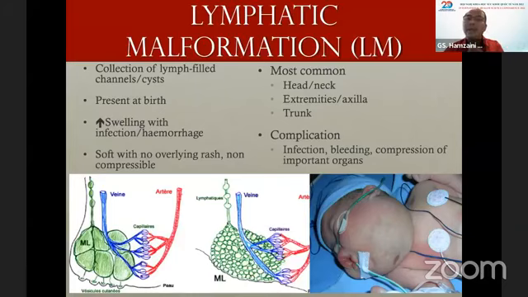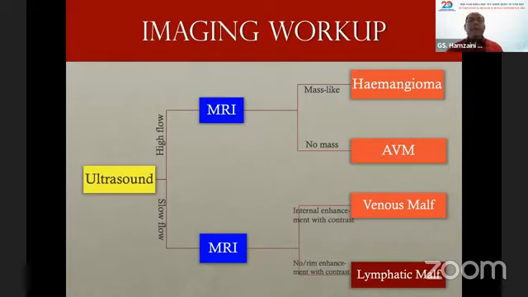The complications are infection, bleeding, and also compression of other important organs. If it is surrounding the airway, it may cause some compression of the airway. For imaging workup, if you put color Doppler and ultrasound and you see a cystic lesion, then most likely this is lymphatic malformation. I usually do MRI to look at the extension, although I know on ultrasound this is lymphatic malformation. But if it occurs in the neck, I want to know whether the airway is compromised or not, because I want to plan my treatment beforehand. So I will do MRI.